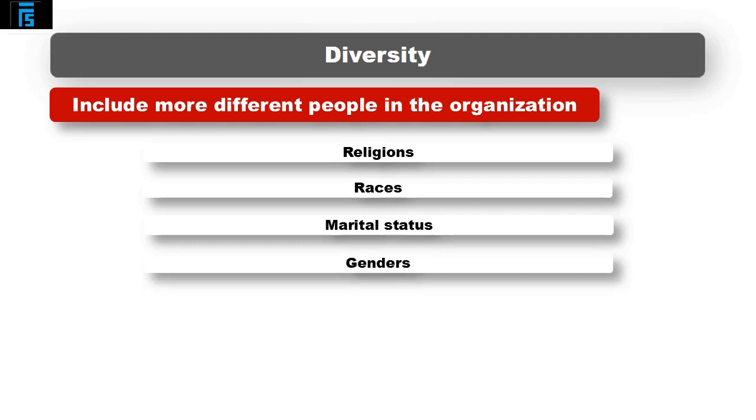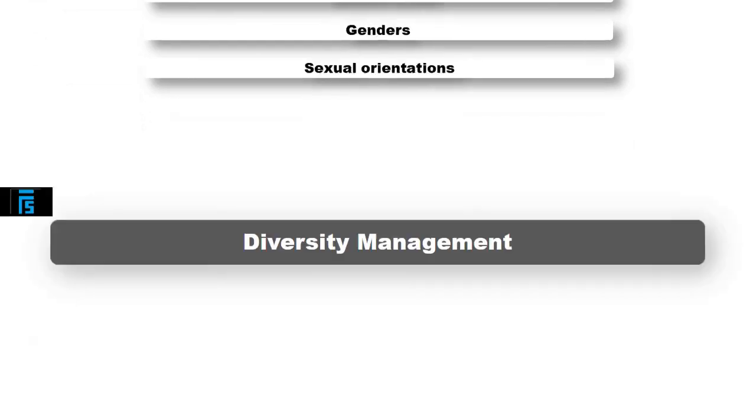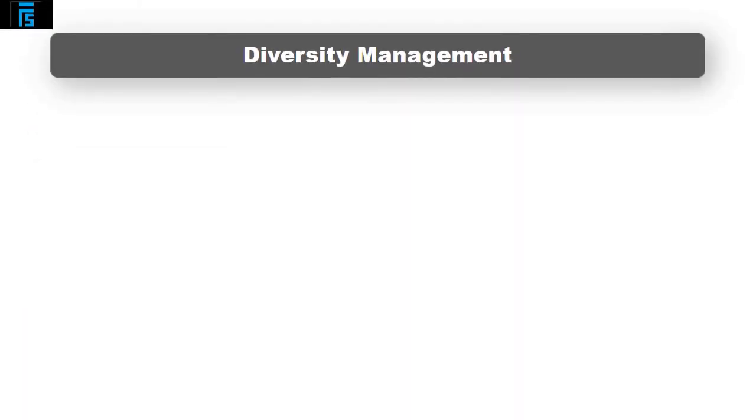Genders: we could try and aim towards having a mixed workforce of men and women. Sexual orientation: again, we could look at employing heterosexual and homosexual employees. The idea is, again, to have lots of different kinds of workers with lots of different backgrounds inside our organisation. Now, diversity is trying to achieve this. Diversity management is how you actually do this.